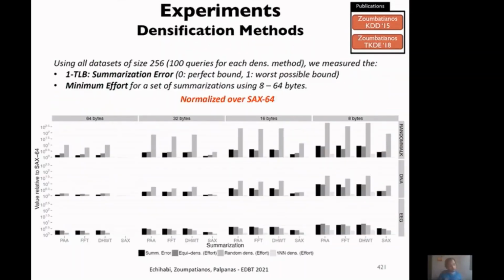So if you take your original summarizations and you compute their quality by measuring what is called the tightness of the lower bound, this is the average ratio of the real distance versus the lower bounding distance over lots of time series pairs, and then you normalize this using the best performing summarization, and you also compute the effort that the indexes did using the specified benchmark as an input, and you also normalize this effort based on the best performing index.